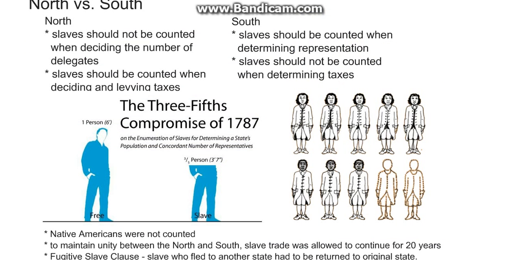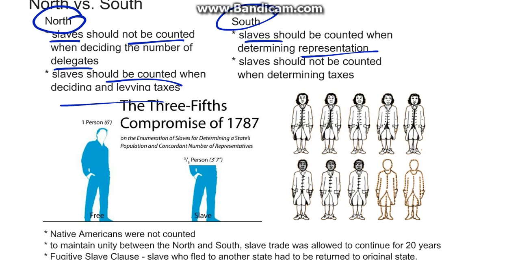North versus South. When it came to counting population, the North and the South had different views. The North felt that slaves should not be counted when deciding the number of delegates, but should be counted when deciding and levying taxes. The South felt that slaves should be counted when determining representation, but not counted when determining taxes.